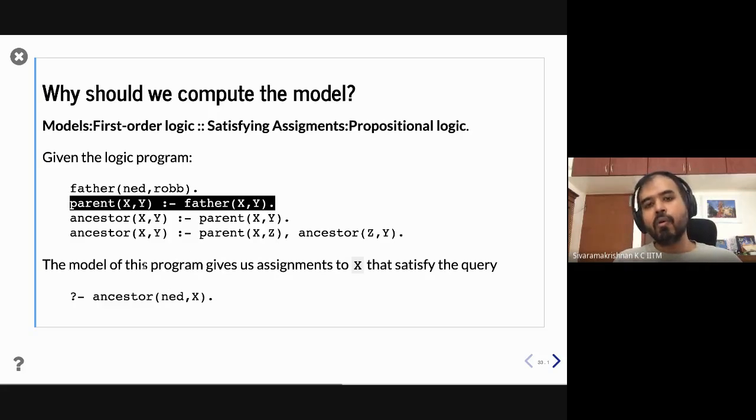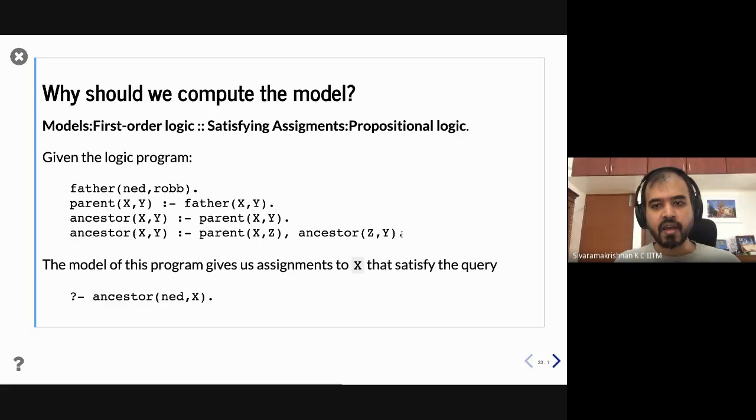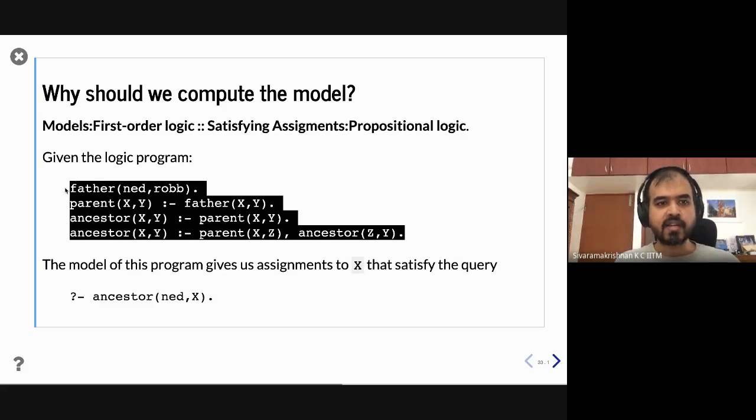So what does it mean to have a model for this particular set of Prolog clauses? When we say we have a model, essentially you can build a database of facts. This database will contain everything that is true about this program. And that is essentially the satisfying assignment for this program. And what are the queries that we are asking?